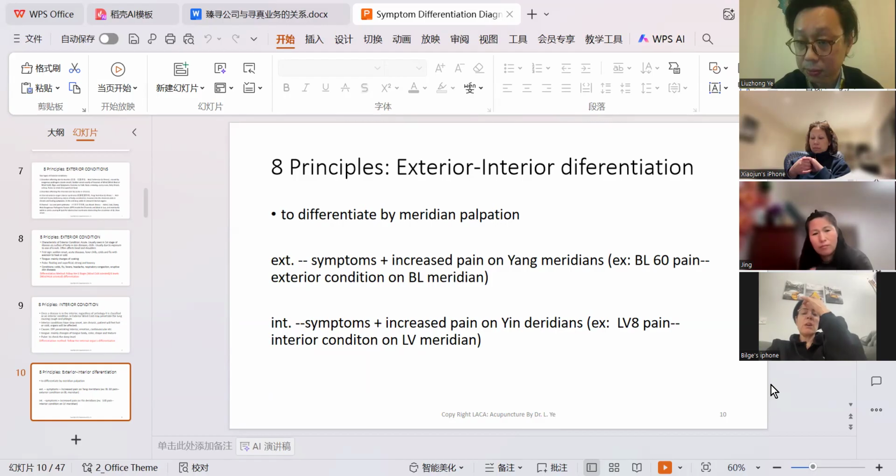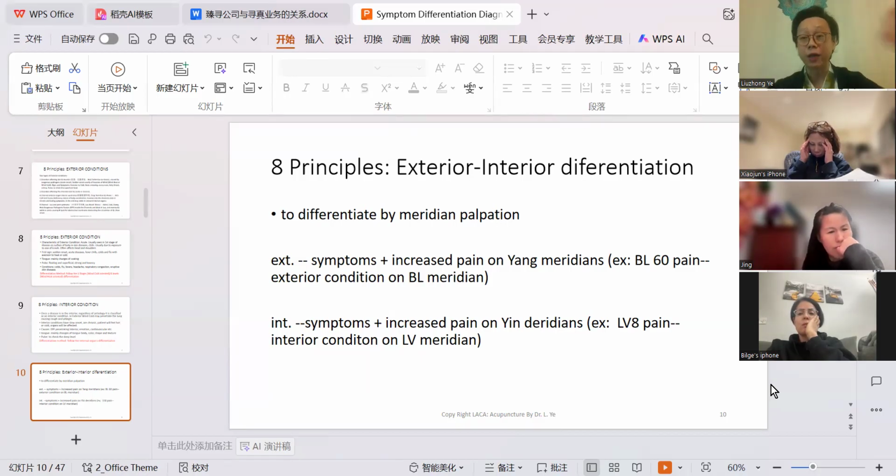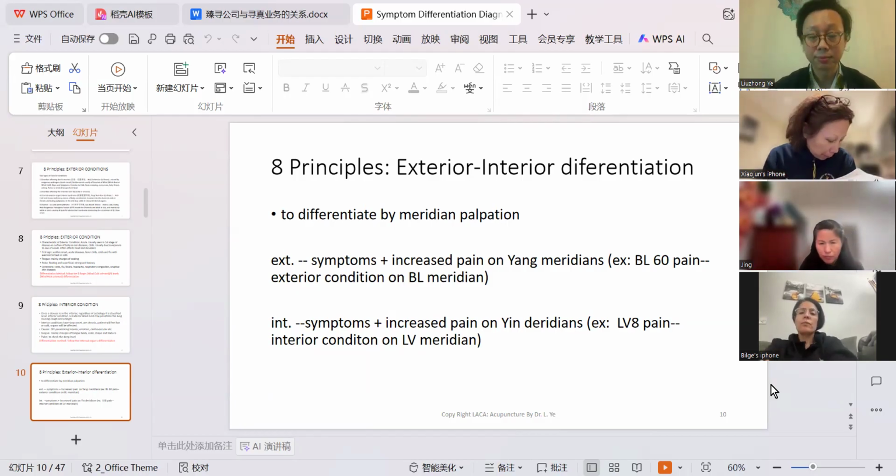Do you check around the head for that meridian, or do you check any other parts of the body to determine? We check on the end of extremities. We have the specific point for each meridian, so diagnostic points. Okay, thank you. Yeah.